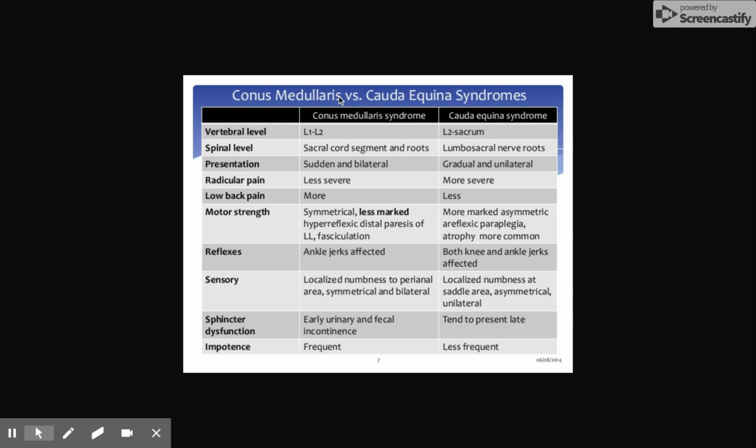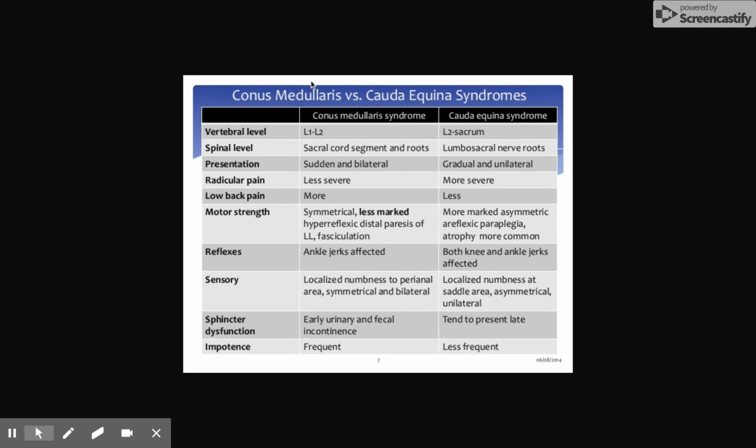Hello everyone, I'm going to talk about the difference between conus medullaris versus cauda equina syndromes. These two syndromes are very important for all the USMLE exams, part 1, part 2, and part 3. You need to know the difference between these two diseases and how the patient is going to present in the question vignette, and then you can differentiate between them.